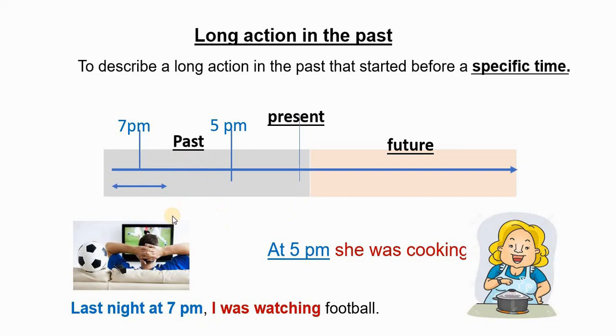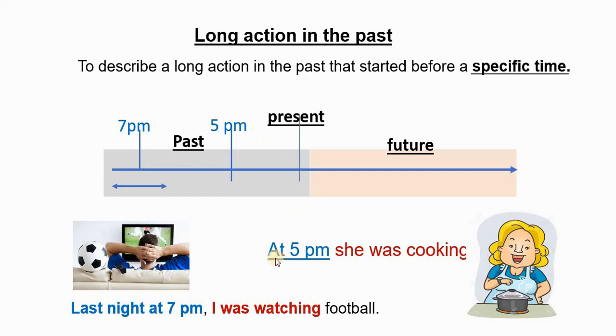of a specific time. Another example: at 5 p.m. she was cooking. So the same situation. 5 p.m. is the specific time, and at that time she was cooking. She is in the middle of cooking. She is in the process of cooking.